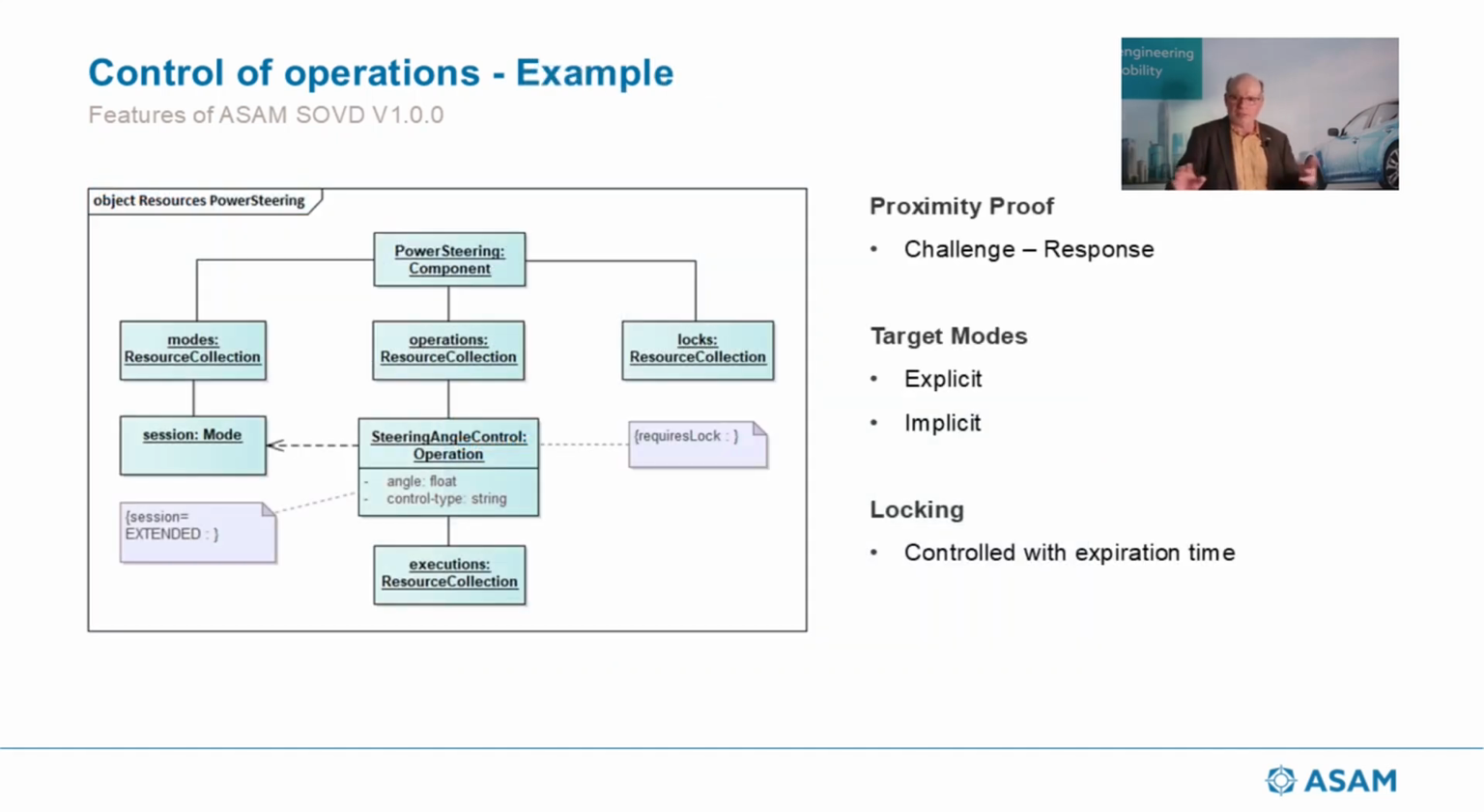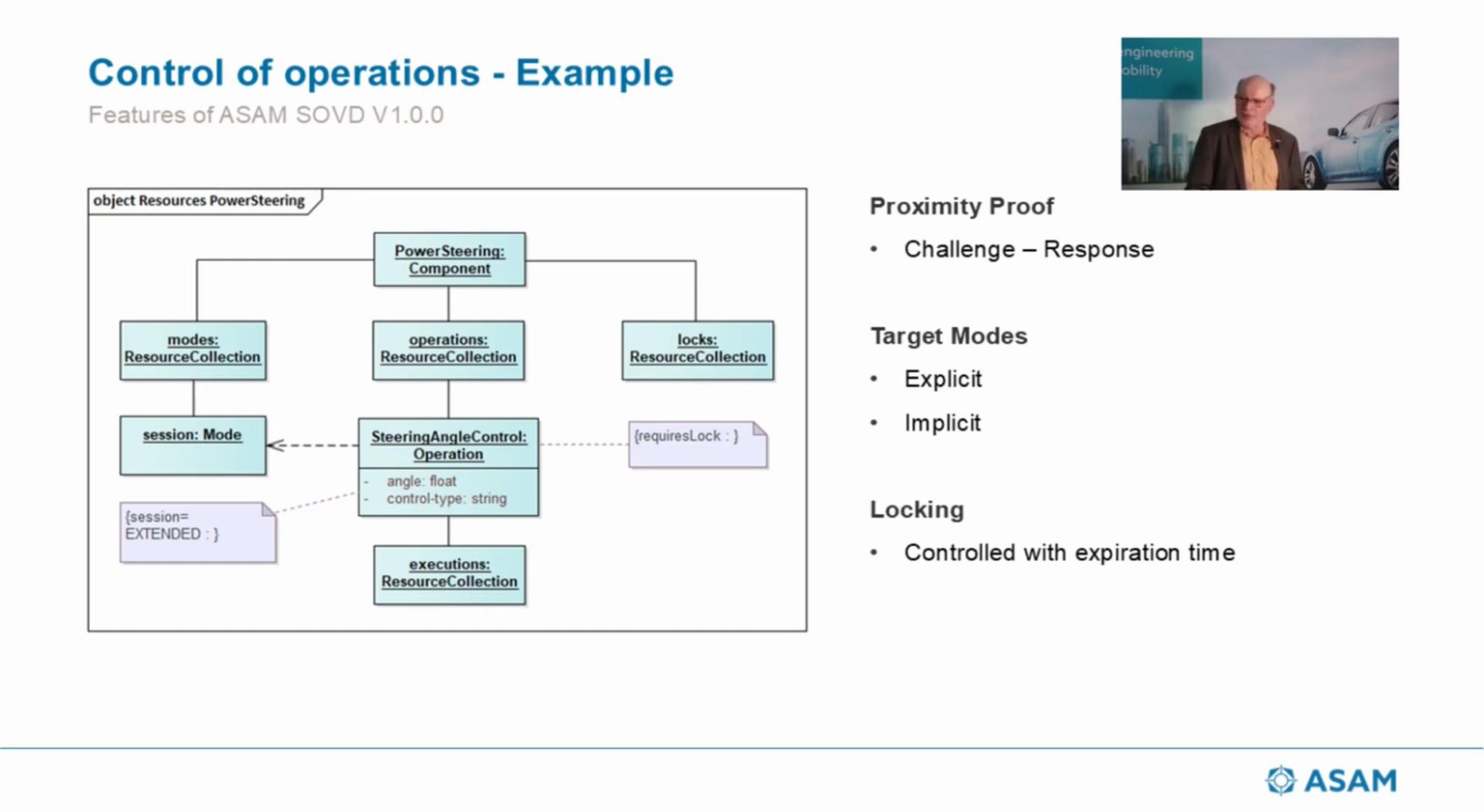We have the possibility of proximity proof. What does it mean? That's more important for the co-located use case, and we use a so-called challenge response behavior. This means the challenge is described in the capability description, and then the response must be given before the operation can be executed. Then, and maybe you know this from the past, some operations require special modes.